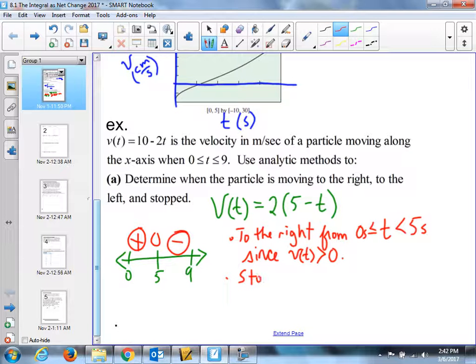Stopped at t equals 5 seconds since v is 0 meters per second, 0 centimeters per second. We could put any unit there, it's still 0, right? But I'll put the meters per second.